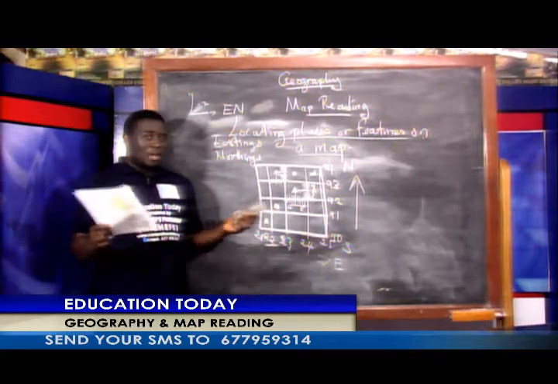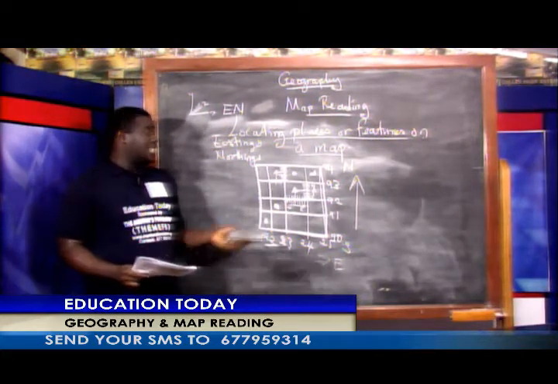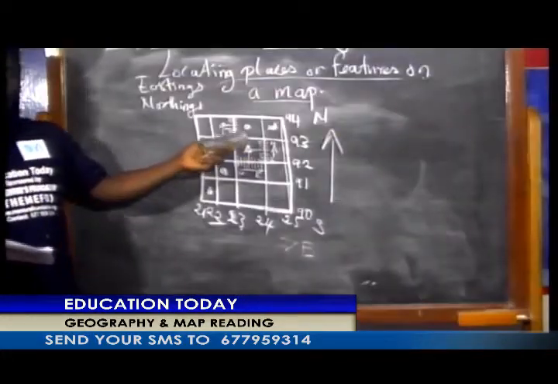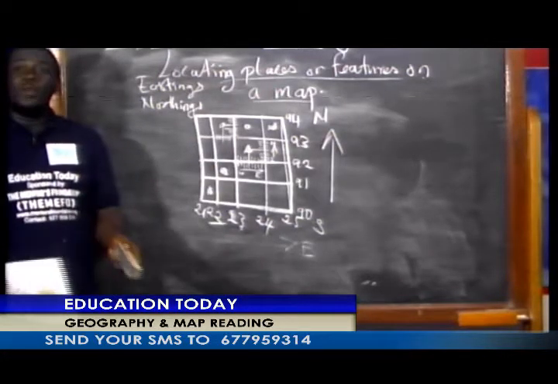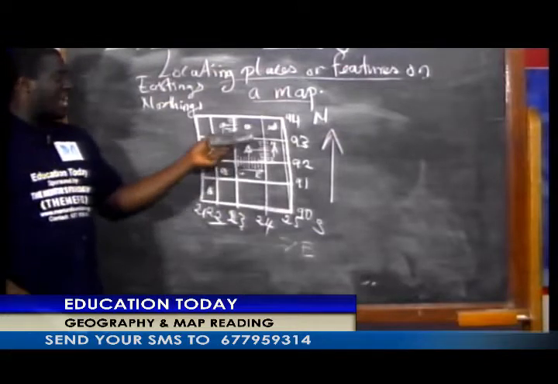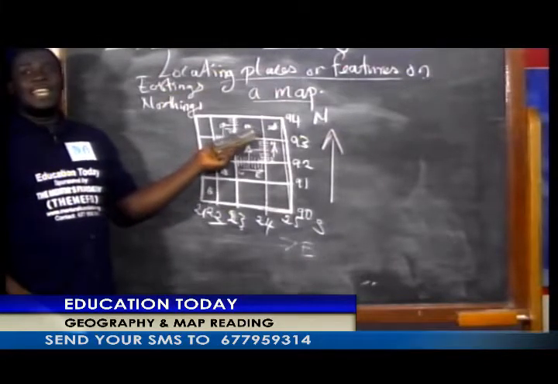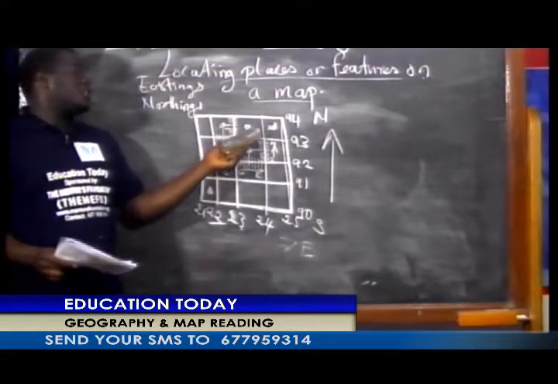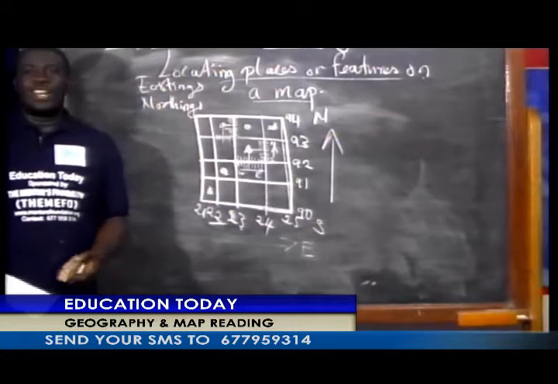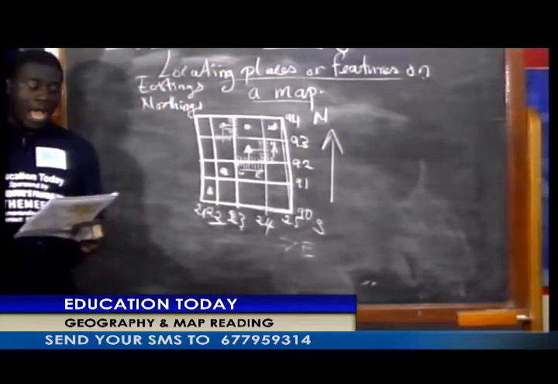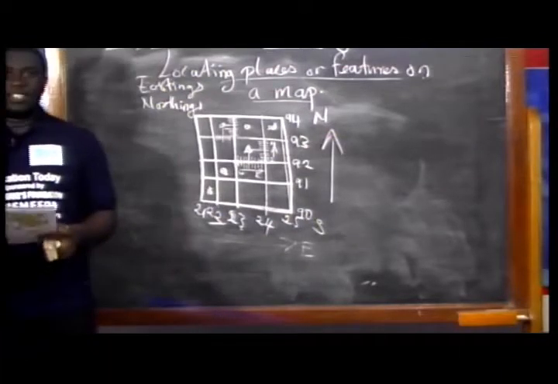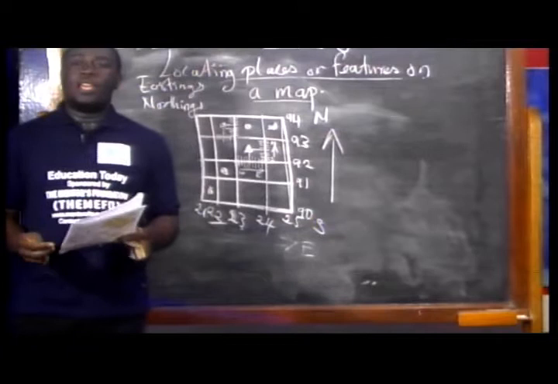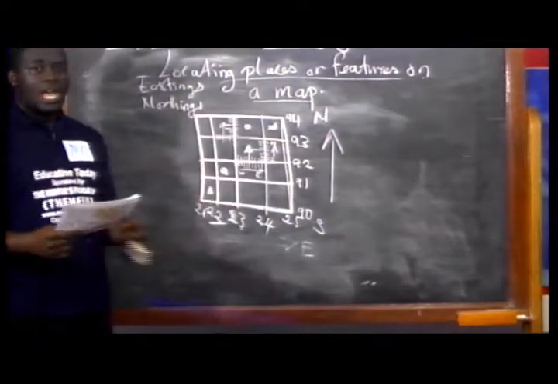We're going to take a break. Please do the exercise. When we come back from the break, you should be able to send your responses to the number below the screen. You should be able to give us the 4-figure reference of this lake and the 6-figure reference of this particular lake. Then we shall do correction and we shall move on to another element of map reading. Please focus on the work. Don't be distracted. When we come back from the break, we shall correct this particular area.